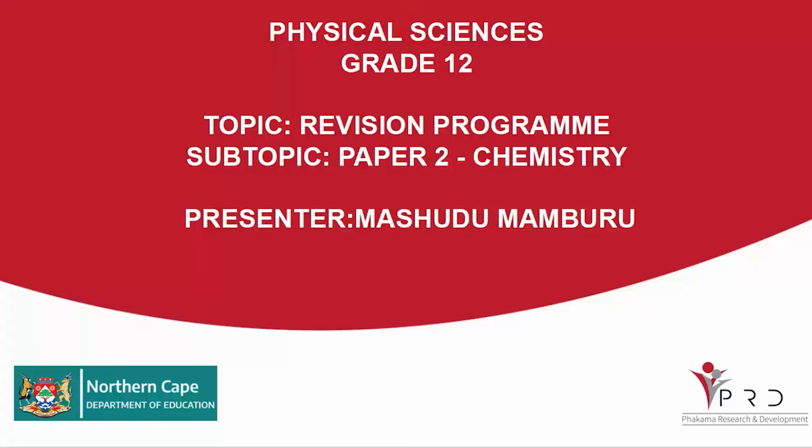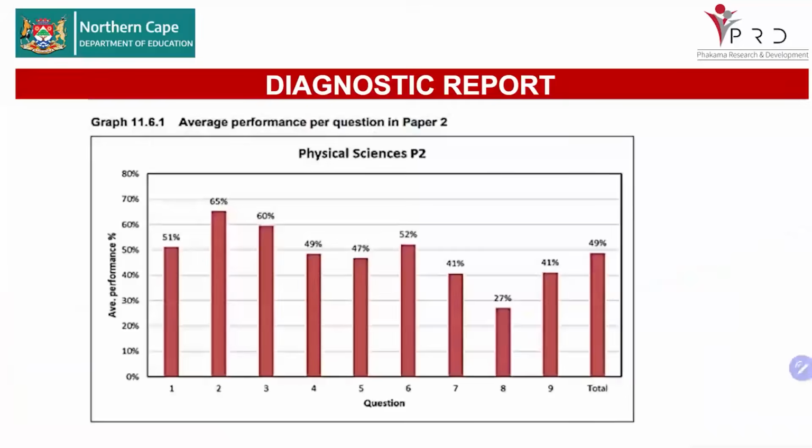As indicated, today we are going to revise paper 2, chemistry. So I felt that it's important that we first look at how the learners have been performing in this topic in the previous year. You will have seen that here, question 1, learners were performing at 51%. Remember, question 1 is multiple choice questions. So learners performed at 51%, question 2 at 65%, question 3 at 60%.